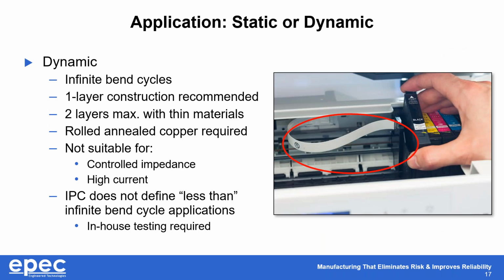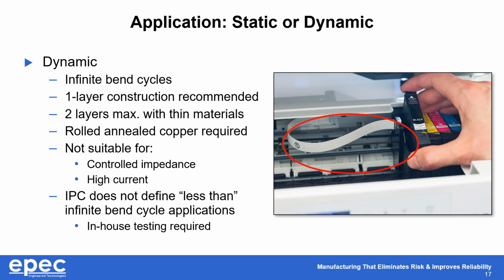The next application is the dynamic application. You're looking at a flex design that is going to be bent and unbent over potentially an infinite number of cycles. The example we're showing here is the flex ribbon cable that's used to connect the print head within an inkjet printer, which is probably the most ubiquitous or most common application.